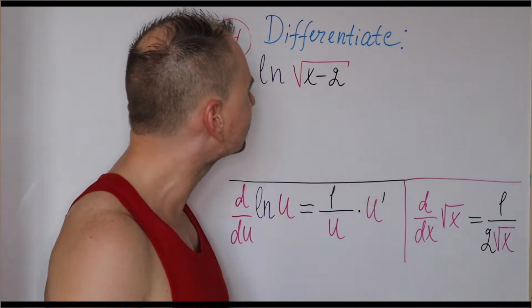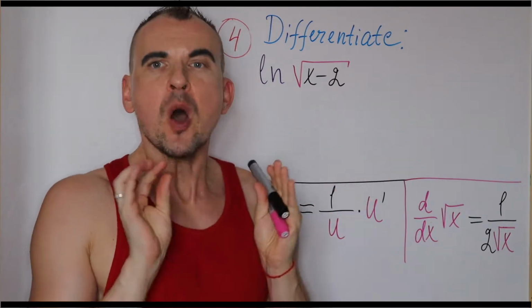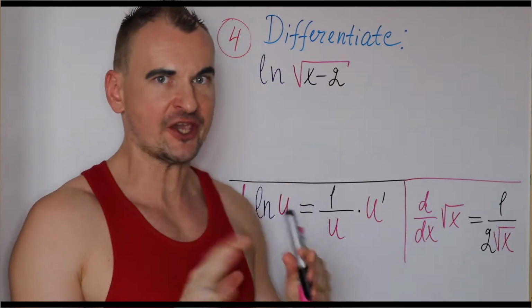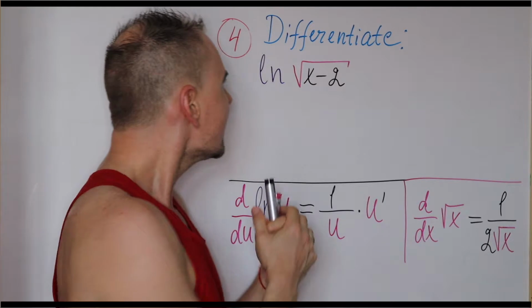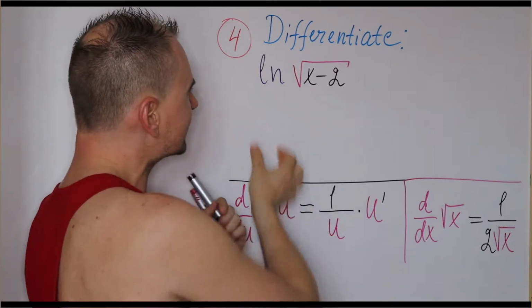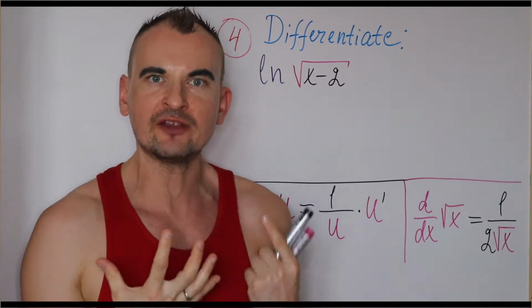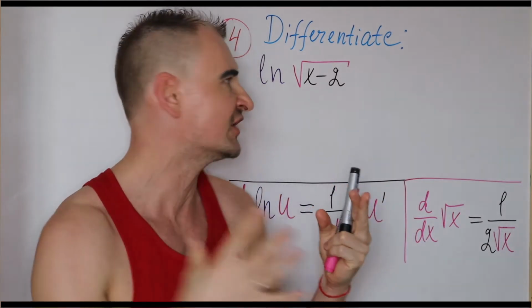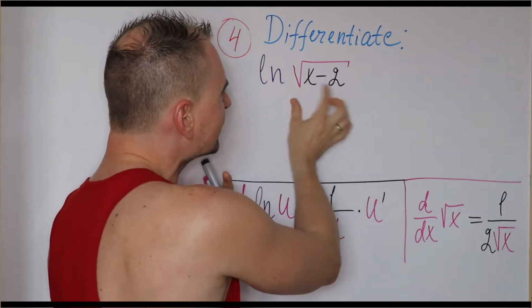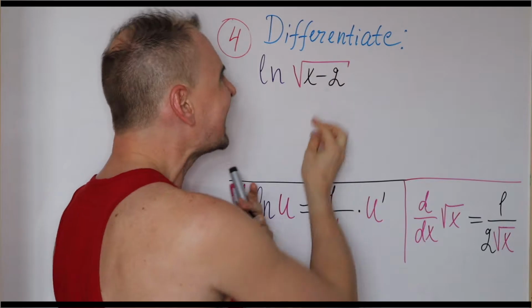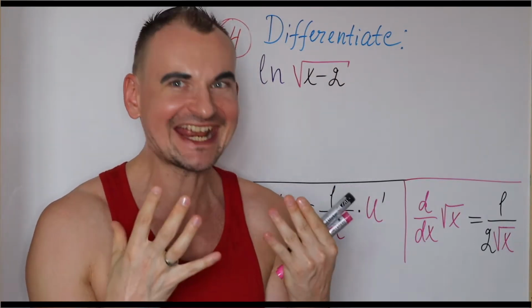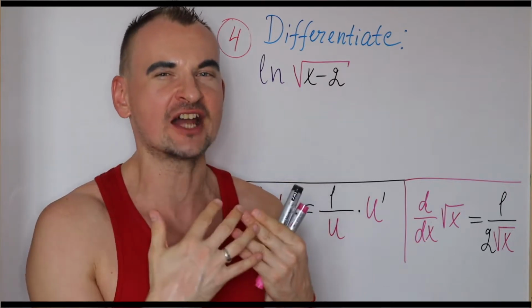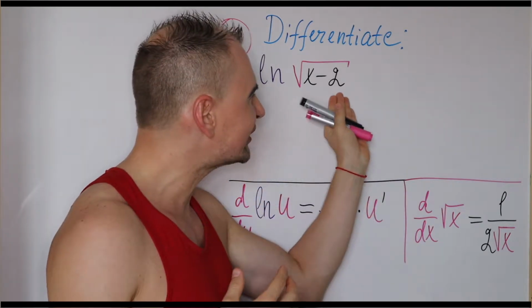Ln of square root of x minus 2. All you need to do is identify your outside function and your inside function. Basically, your outside function is going to be ln, the natural logarithm, and you have something inside. So your inside function basically is the square root, and inside the square root, technically, you are given another function. So it's x minus 2.